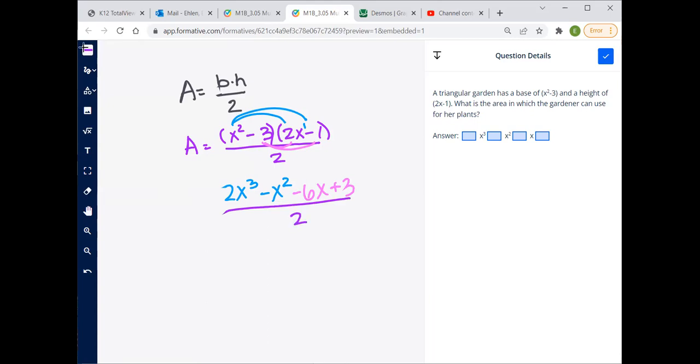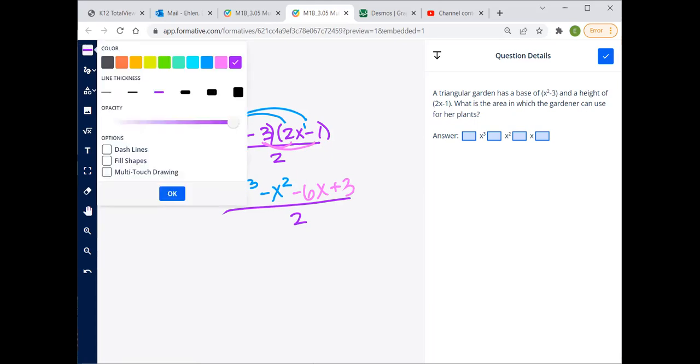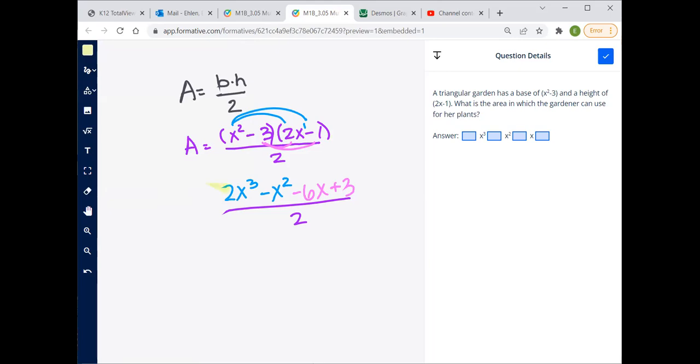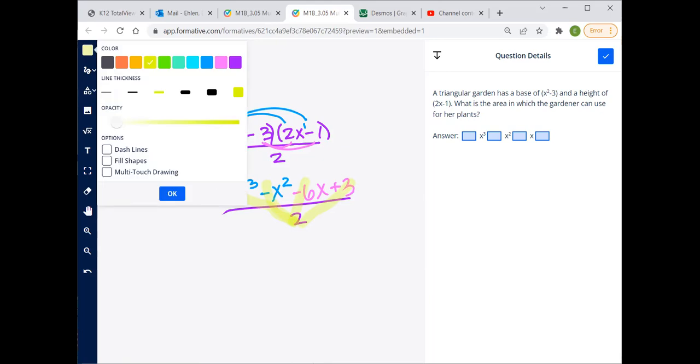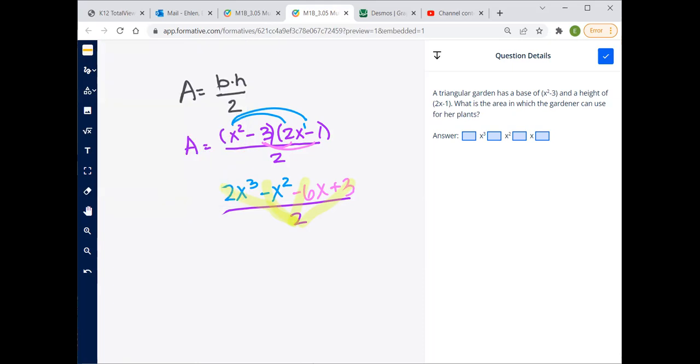So this is kind of funky because we need to make sure we divide each term by that 2. Remember way back when we talked about how each term needs to be divided? So same thing here. Make sure you divide each coefficient by that 2. So when you get your answer here, it's going to be 2 divided by 2. Well, that's 1. So it would be x cubed.